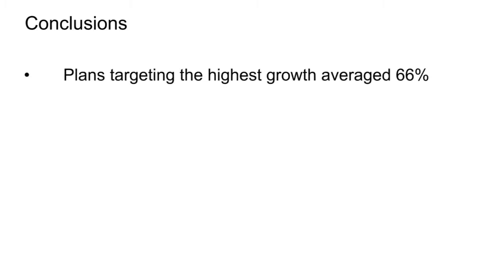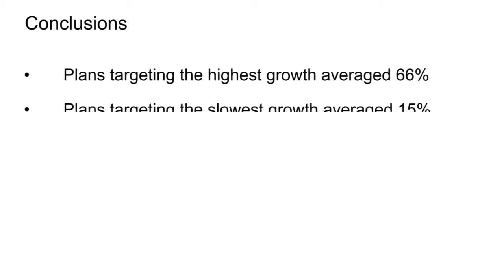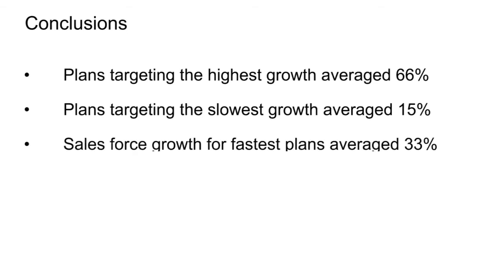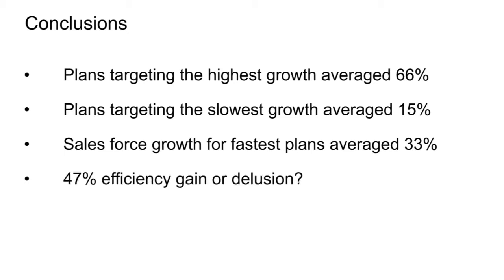So we looked at all of the plans in our database. There are about 2,000 at the moment, and we found that plans that are targeting the highest growth average about 66% growth. So that's fantastic growth. Those who are targeting the slowest growth averaged about 15%, which is not tardy by any stretch of the imagination. Salesforce growth for the fastest plans, though, averaged only 33% compared to the 66% they're expecting to their top line. Is that a 47% efficiency gain or delusion?